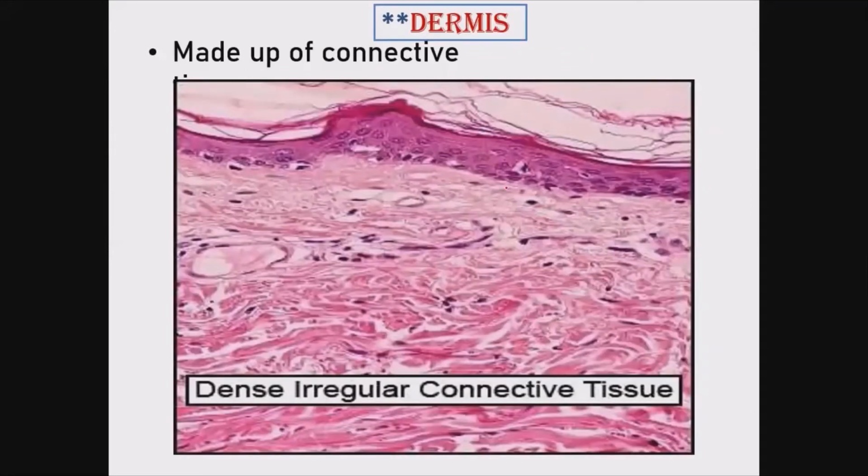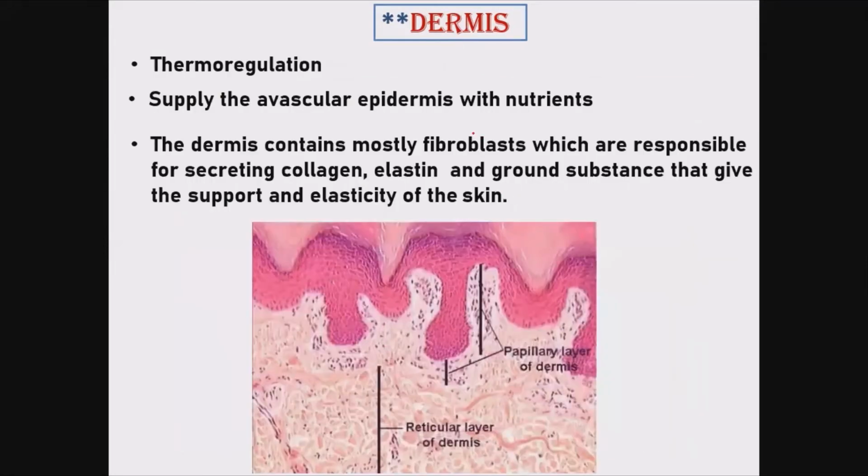Next is coming to dermis. Now, dermis is a part which is supporting the epidermis and providing the vascular supply or nutrition to the epidermis. Its function is to supply the avascular epidermis with nutrients and thermoregulation. It mostly contains fibroblasts, which are responsible for production of the supporting fibers, here collagen, elastin, and ground substance that gives support and elasticity to the skin.